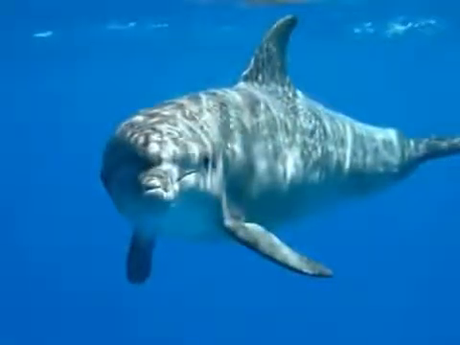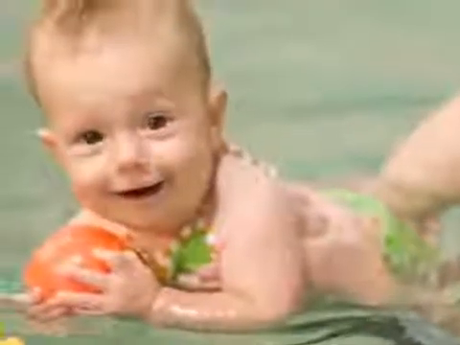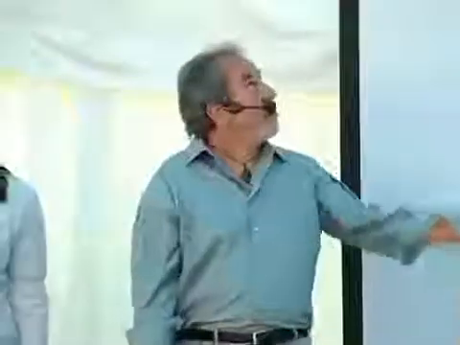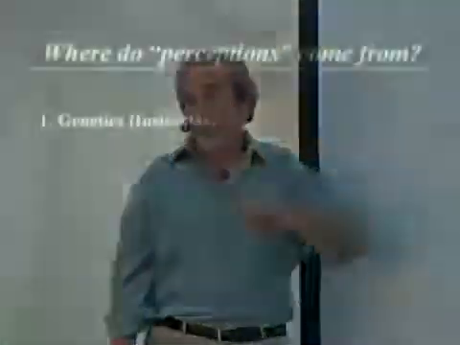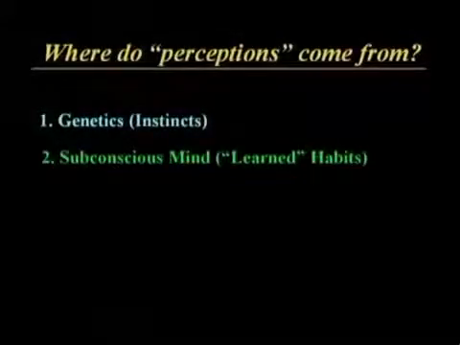And this brings up a question which I'll answer in a little bit. If we were all born with the instinct and the ability to swim, then why do we have to teach children how to swim? And it's related to the second source of perception, and that is the subconscious mind, where our learned habits and learned experiences are recorded. So I'll talk about the swimming now.